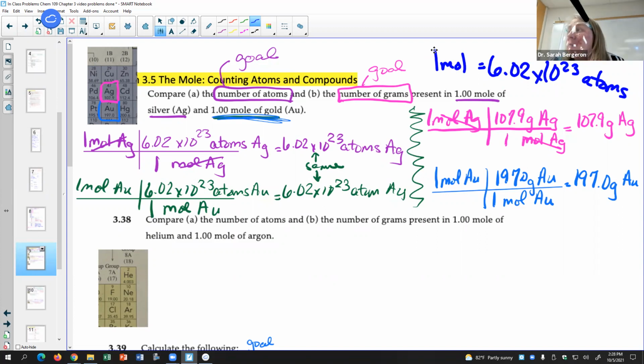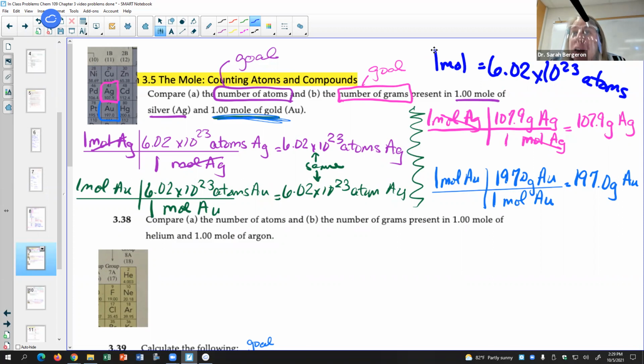131.29, right? So what we notice, as we go down the periodic table, look at helium. In helium, I have 4 grams in 1 mole. Now, as we go down to neon, go down to argon, go down to krypton, what happens to that number? It keeps going higher and higher.